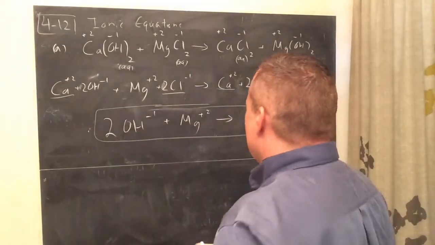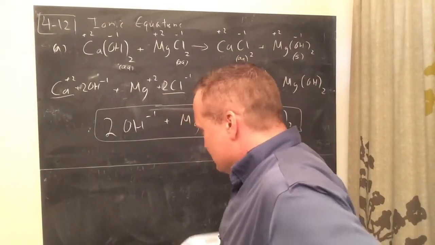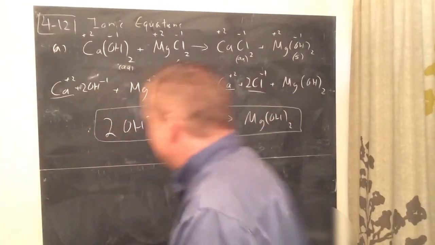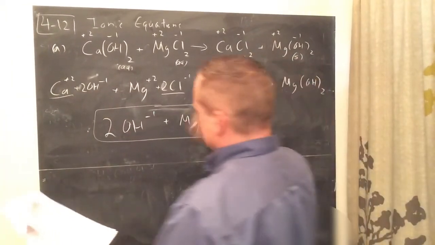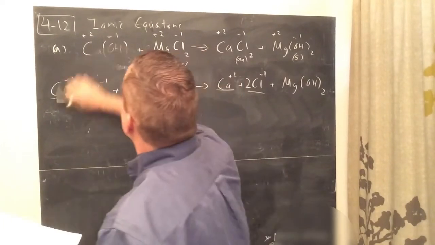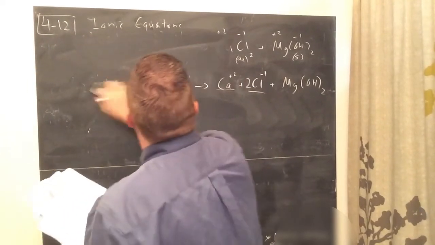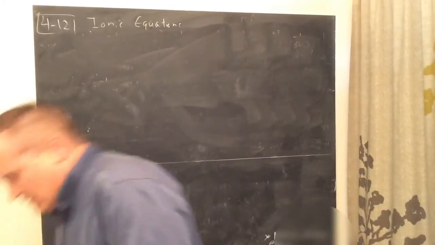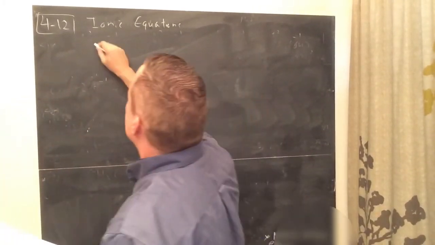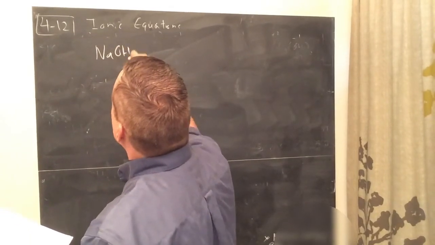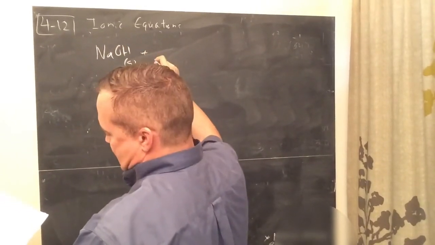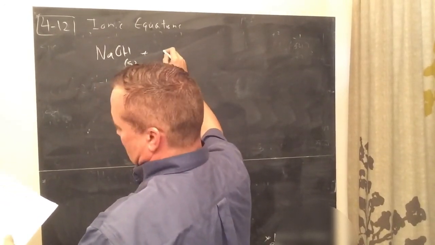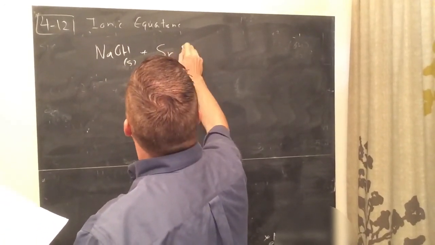All right, now let's try another one. Let me just watch the time here, okay? So, solid sodium hydroxide and aqueous sodium chlorate. I think I can get all these done here. All right, solid sodium hydroxide plus aqueous strontium chlorate. Sorry, I read that wrong. Strontium chlorate.